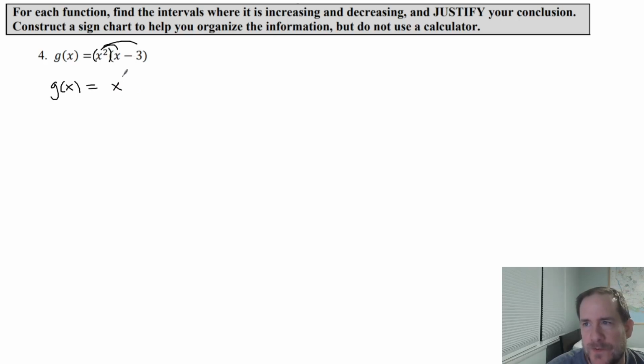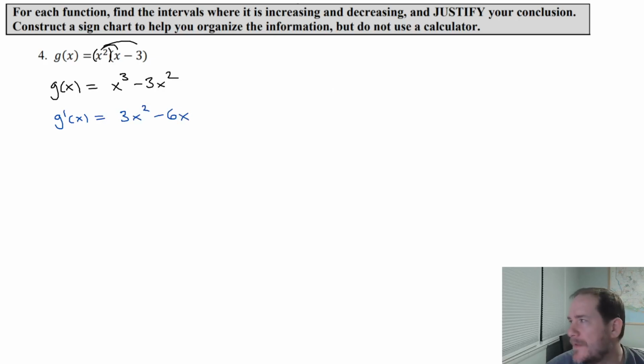So I'm going to distribute and get an x cubed minus a 3x squared. Then I can just differentiate that using kind of simple product rule, or simple power rule, sorry. So the power rule says this will just be 3x squared minus 6x. And then from there, if I set that equal to 0, I'd want to factor out a 3x to be left with an x minus 2.